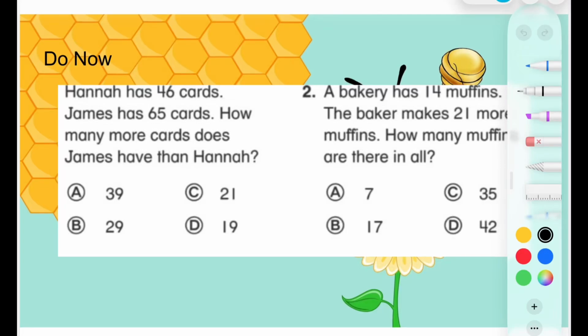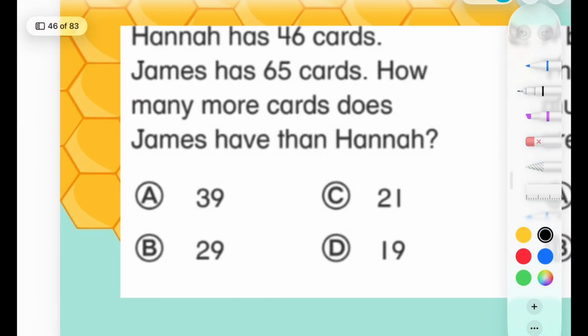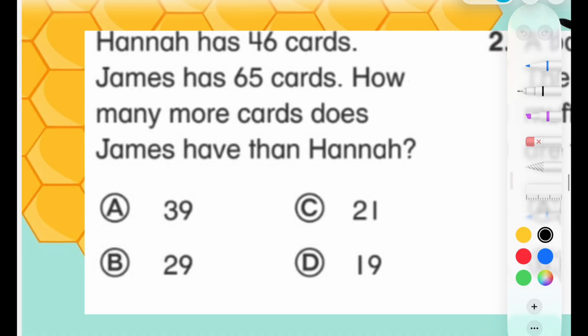Hello, this is how we solve our do nows. The first question says Hannah has 46 cards. James has 65 cards. How many more cards does James have than Hannah?